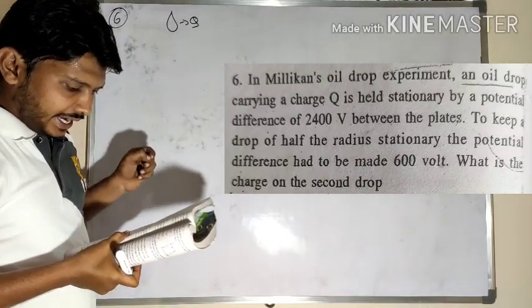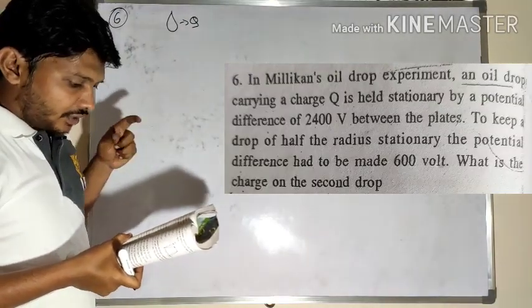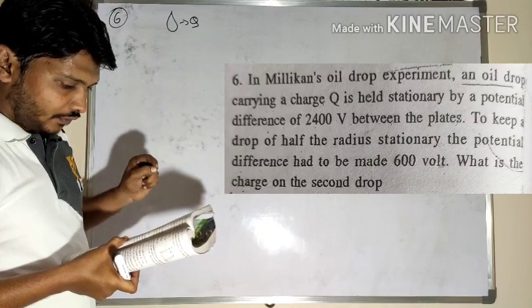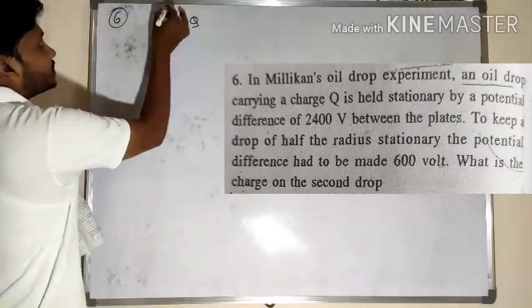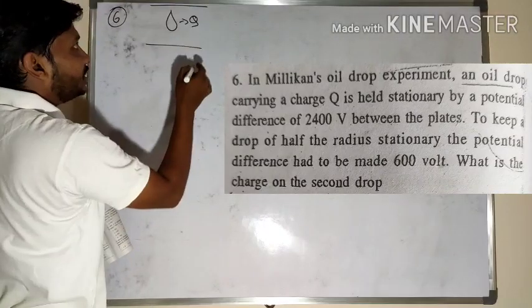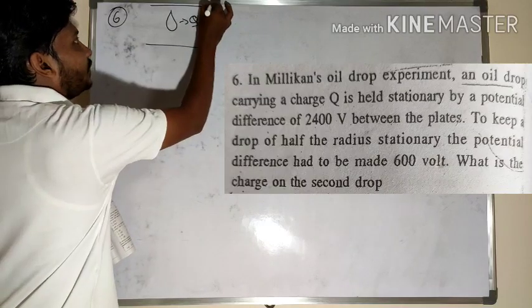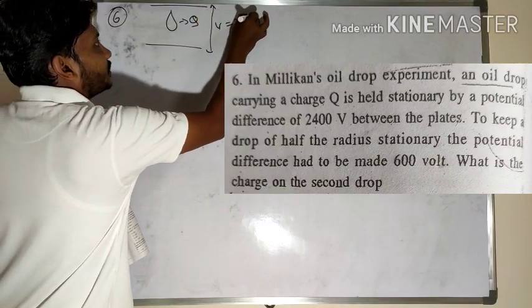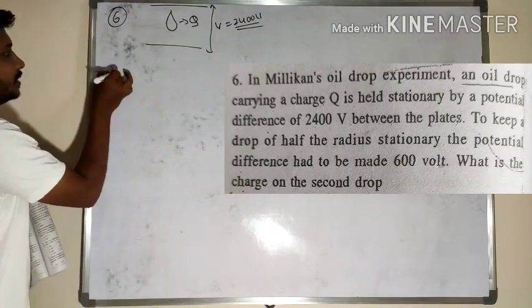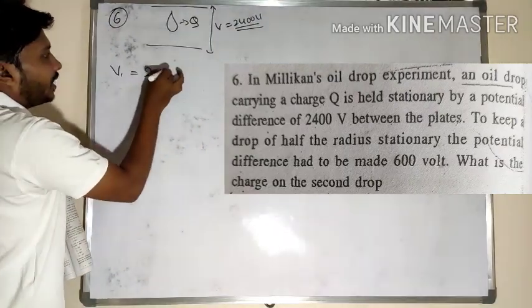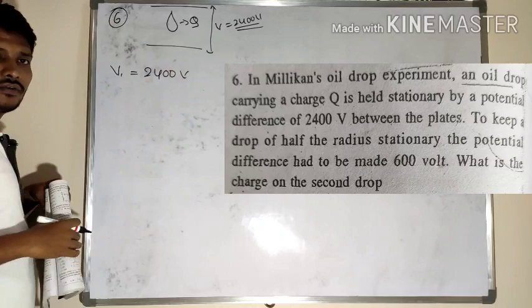Q is held stationary by a potential difference of 2400 volt between the plates. So here 2 plates are there. Between these 2 plates, what's the potential value here? V value is 2400 volts. So let me consider that value here, 2400 volts here.